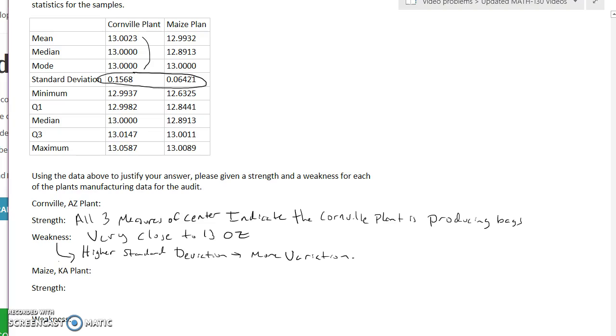A strength of the Maize plant, I think we can use the same thing that we just talked about. This one has a very small standard deviation. So small standard deviation, and what does that mean? That means there's precision, right? And consistency.